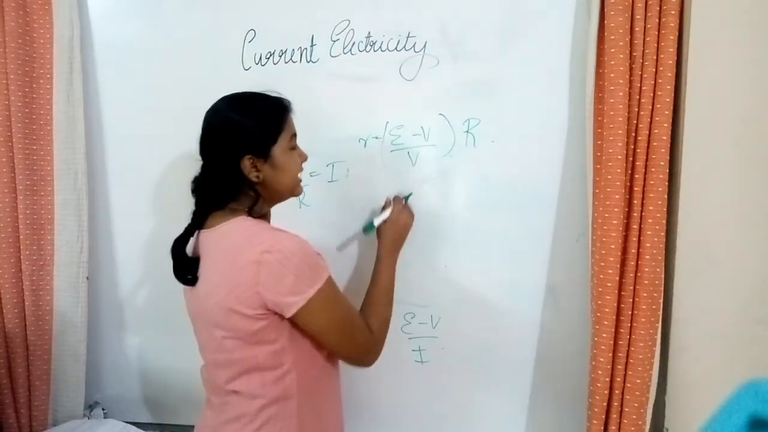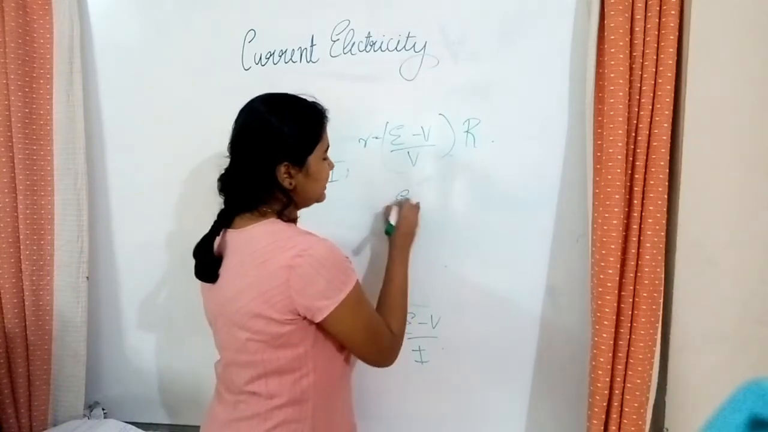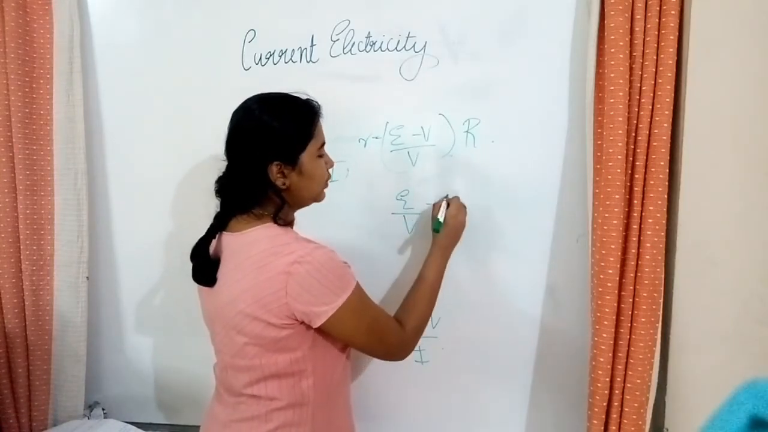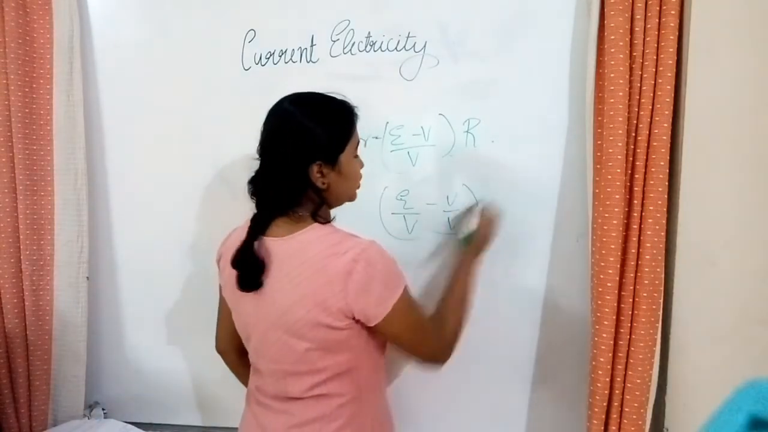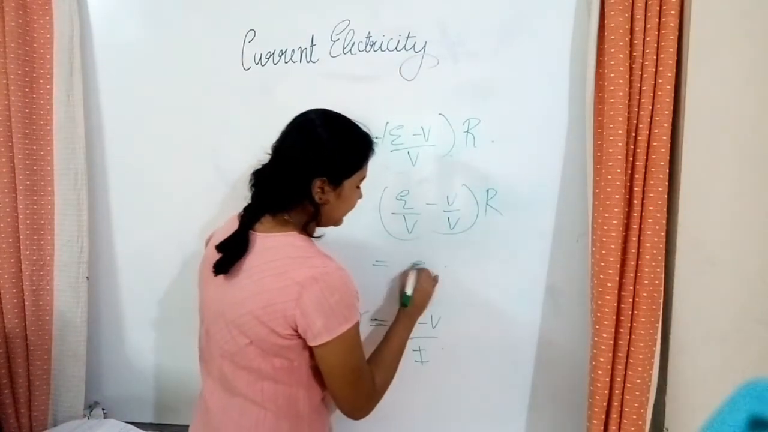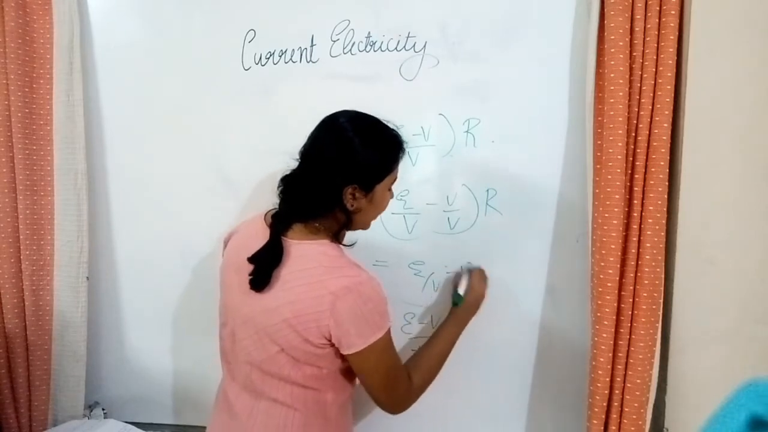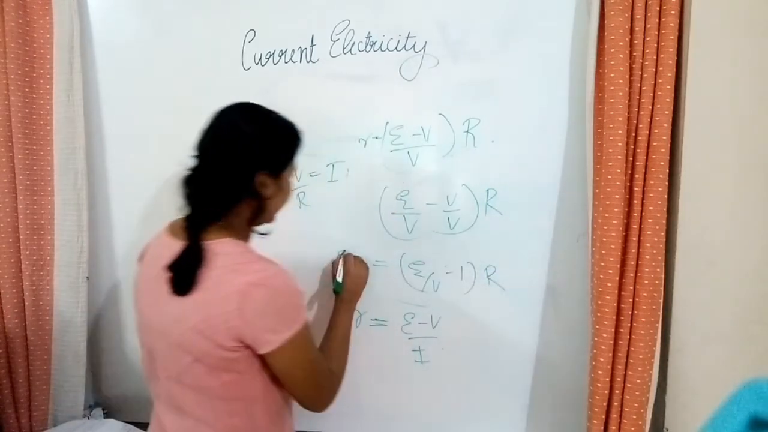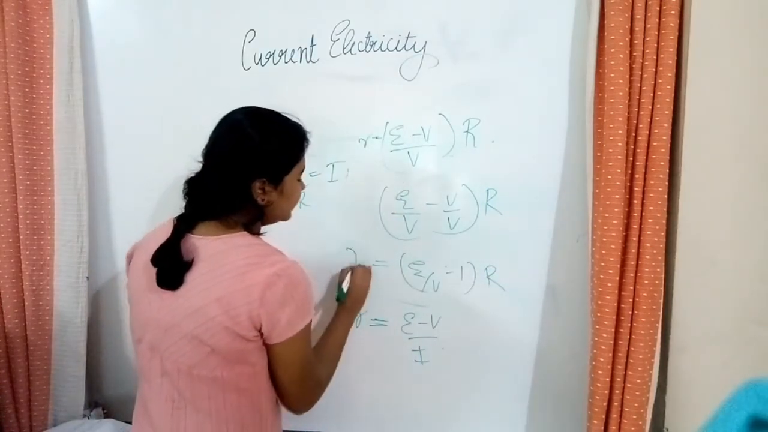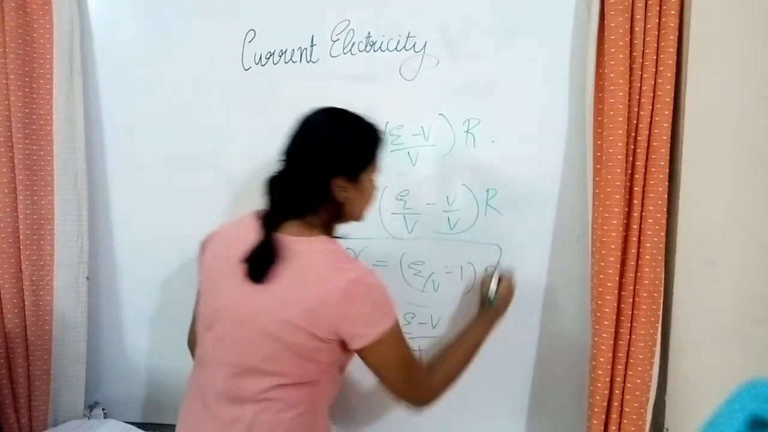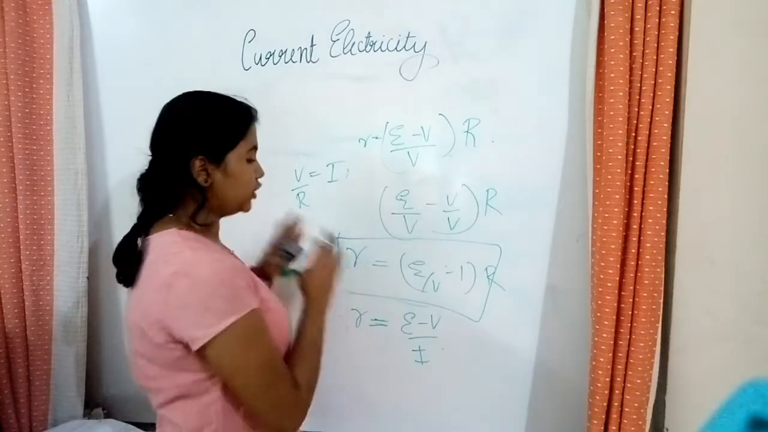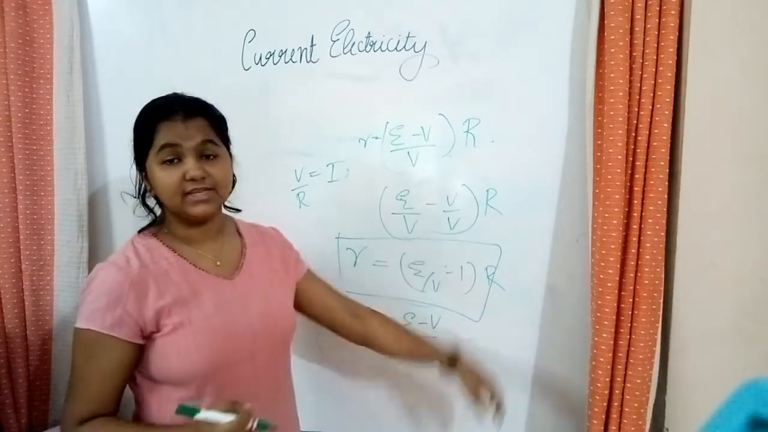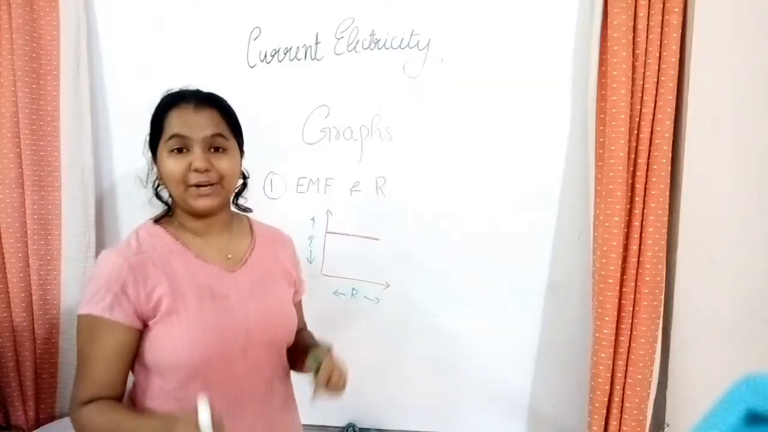Now we know that this equation is E by V minus V by V. Am I right? So what would happen into R? That will become E by V minus 1 into R is equal to what? The internal resistance. So this is the equation for internal resistance. I hope you might have understood this. This is also a relation between R, E and V. Okay. Now when we talk about graphs.